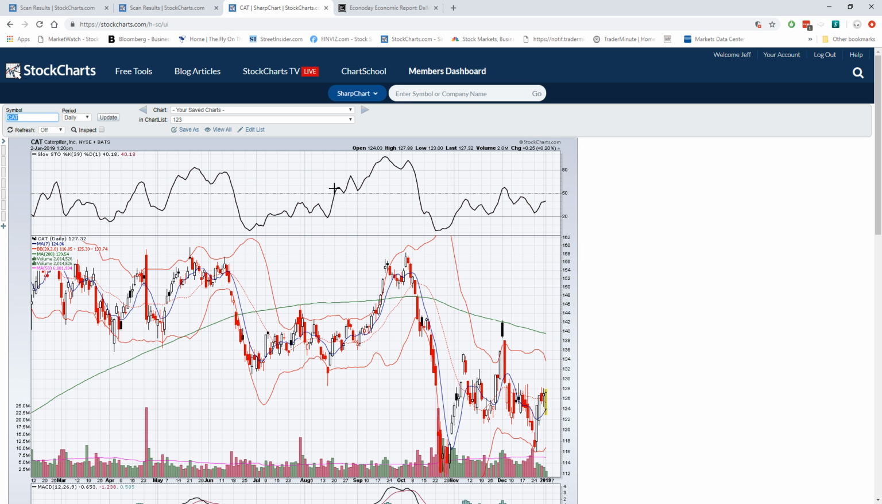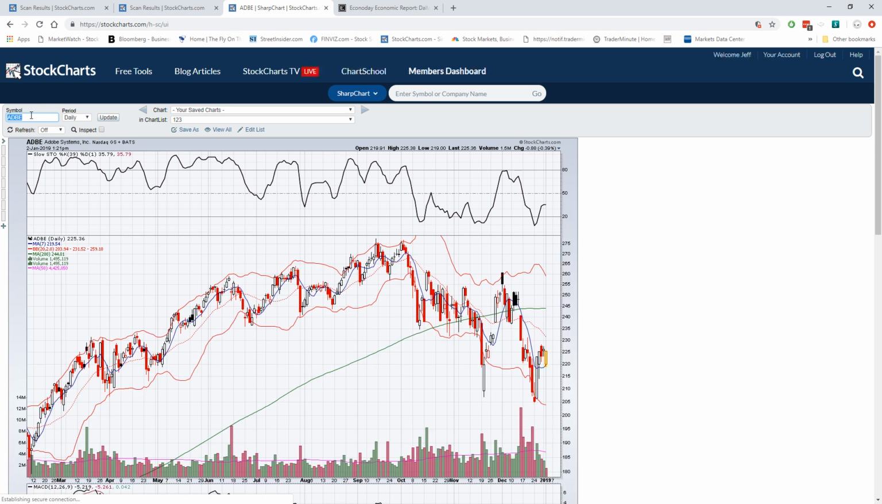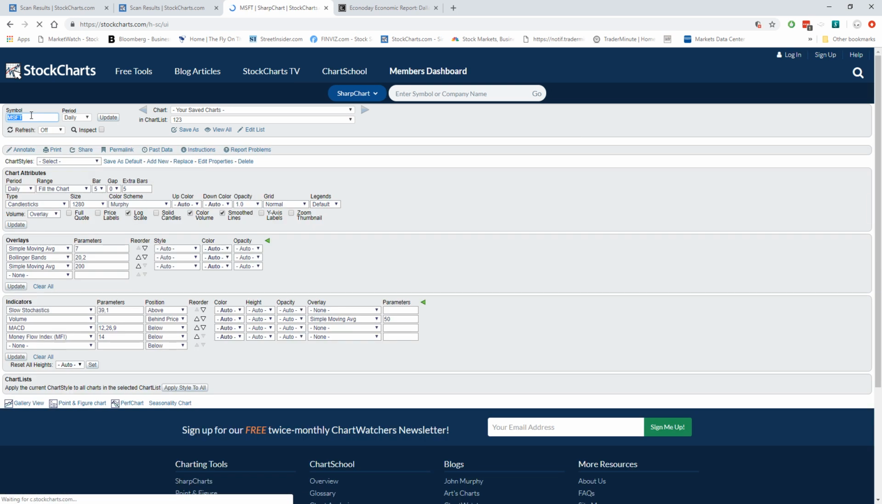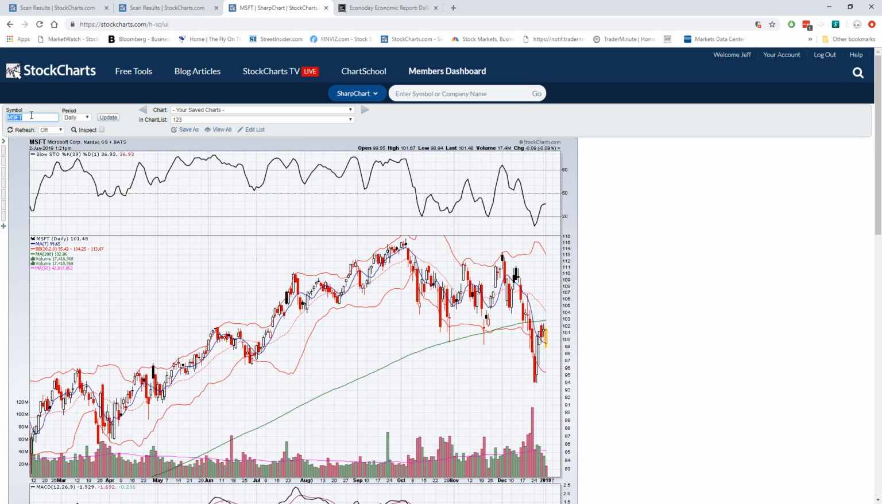And you can see after it went above 50 here in August, were the sell days gone? No, they weren't gone. But the path of least resistance was certainly higher. And there are some stocks like Caterpillar that are getting closer to being back above 50 here on the stochastics. Adobe getting close, not quite there. Microsoft, it's getting closer, not quite there. All right, so that's stochastics.